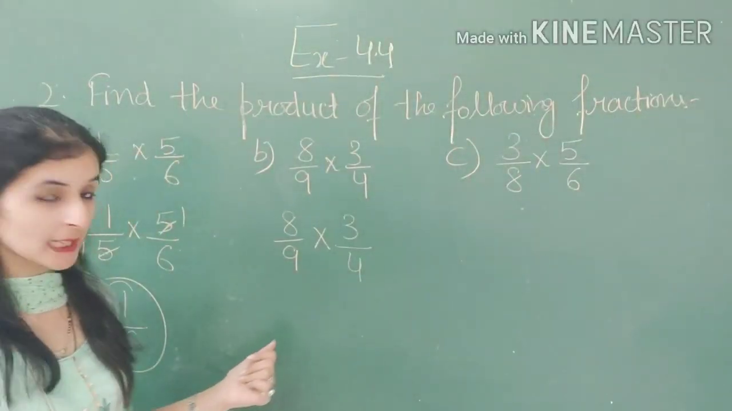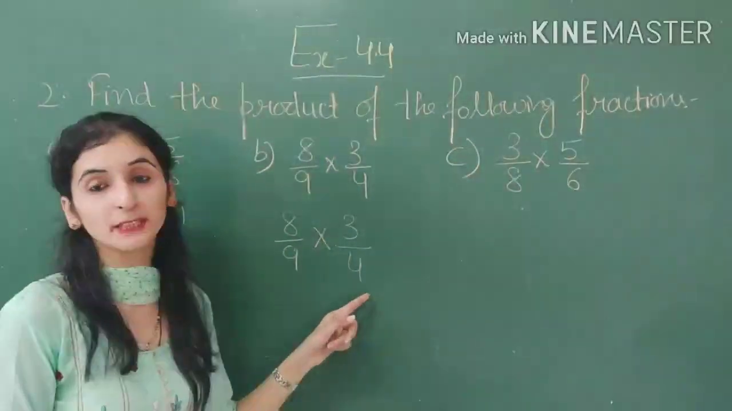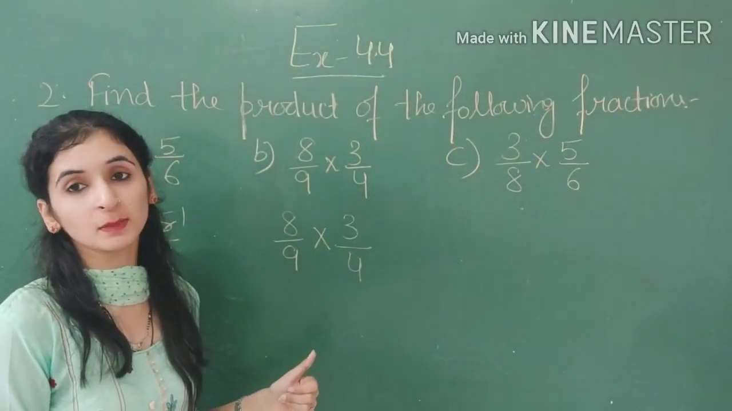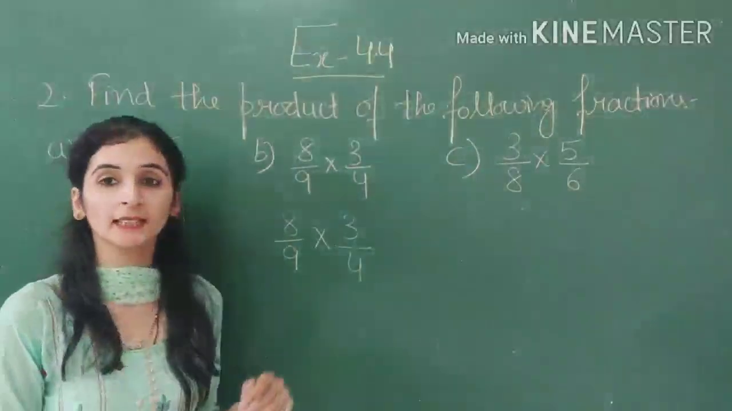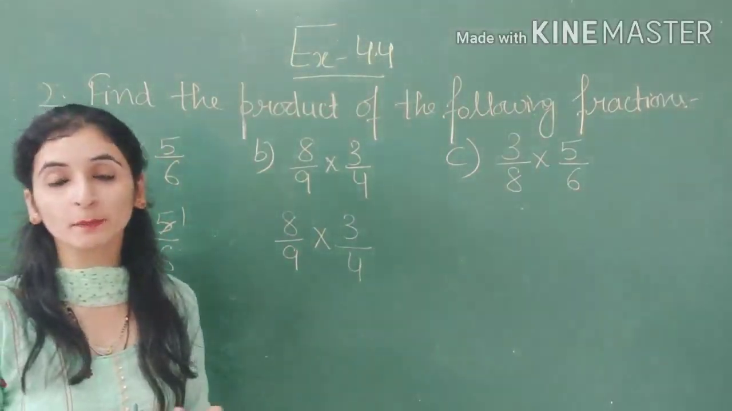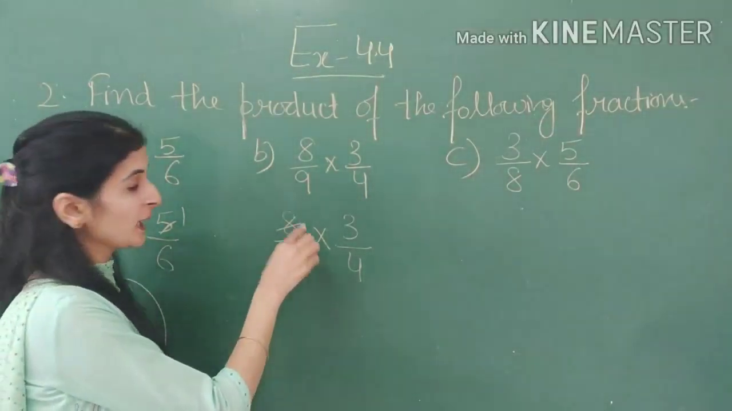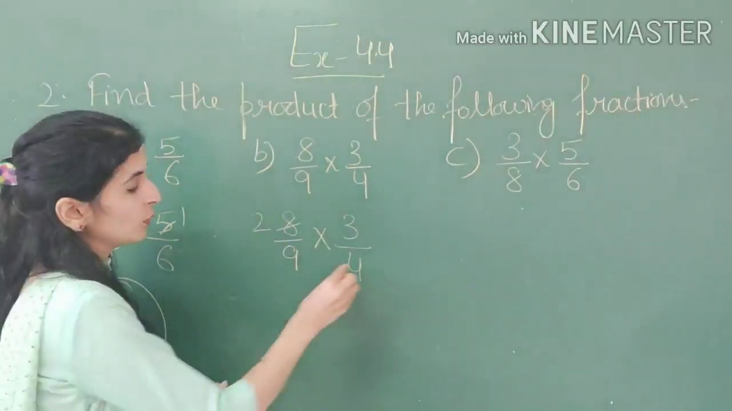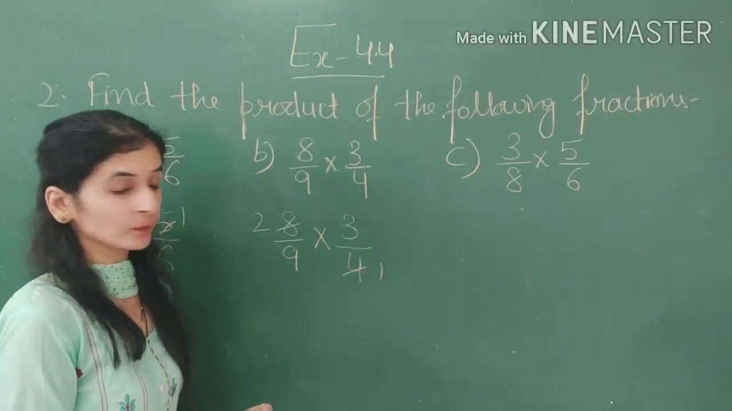And again we all can see that this numerator 8 and this denominator 4 both are divisible by 4. It means 4 is the common factor of this 8 and this 4. Now we can divide this 8 and 4 by 4. So when we divide this 8 by 4, we will get 2, and when we divide this 4 by 4, we will get 1.